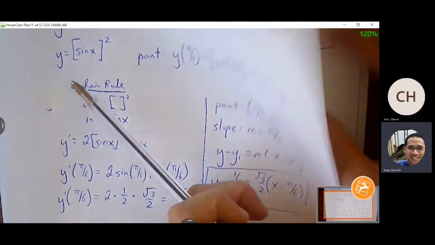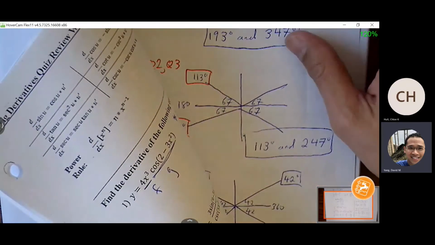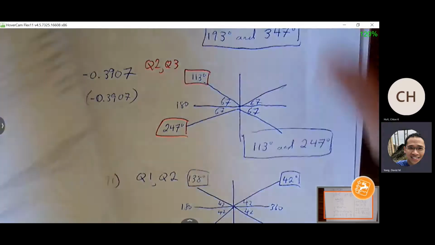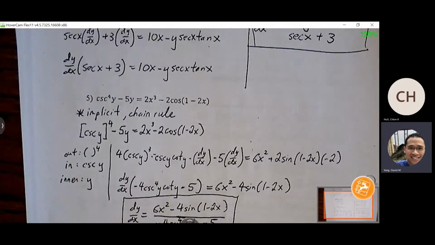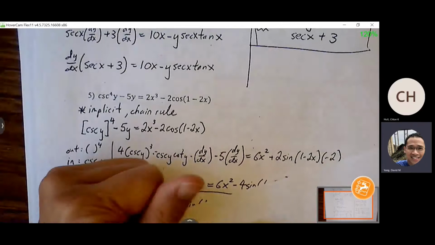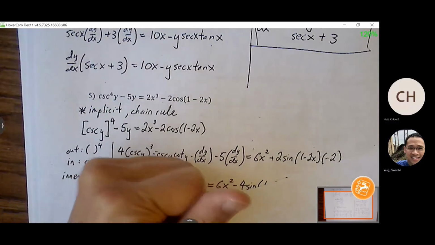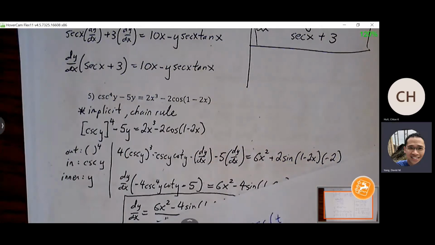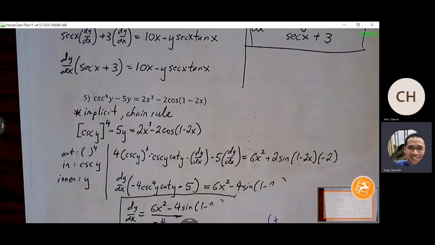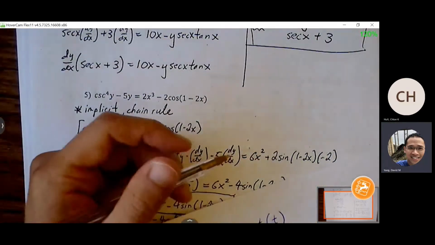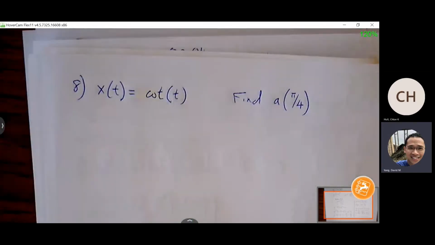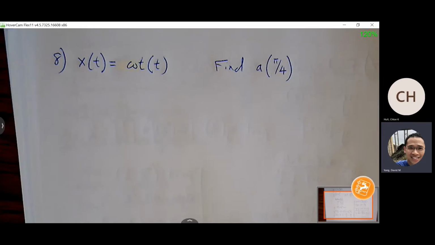Let's see if I can come up with a particle motion problem here. All right, number 8. Cotangent of t, find acceleration at pi over 4.